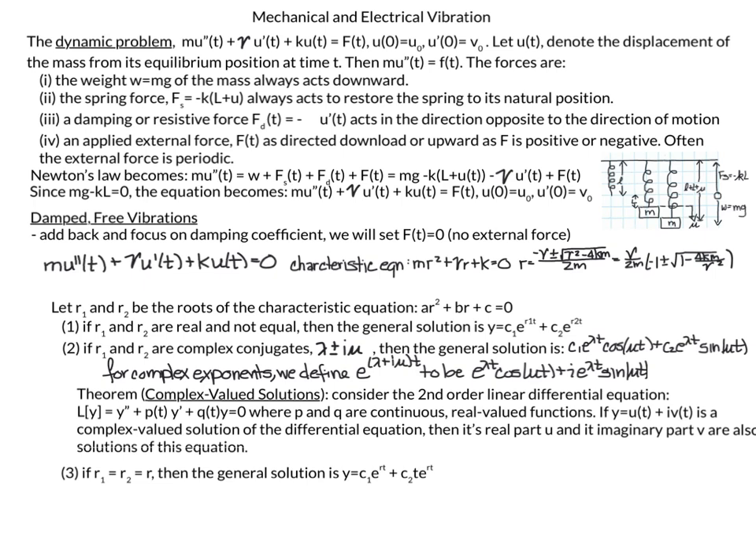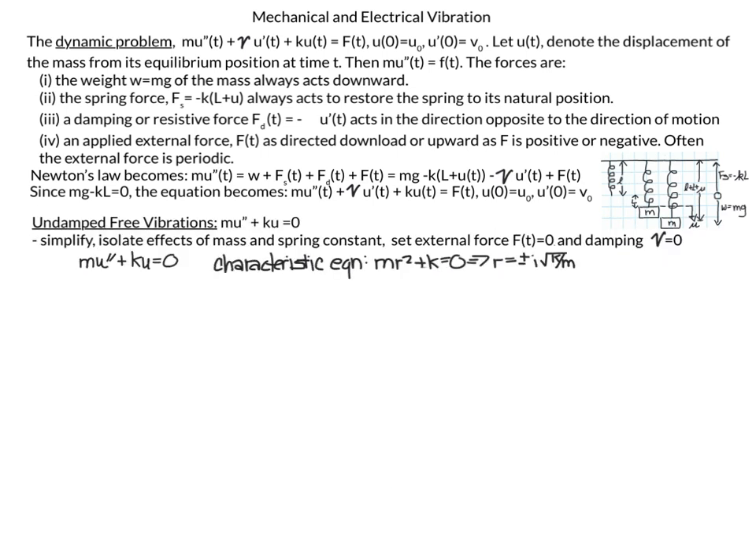The last case for this characteristic equation for the roots is if r1 is equal to r2. In other words, this part of the square root was equal to 0. Then what we found is first we had our first solution would be e to the rt, and then we found if we just multiplied by t, we could get a second solution. So this was our solution when we had equal roots.